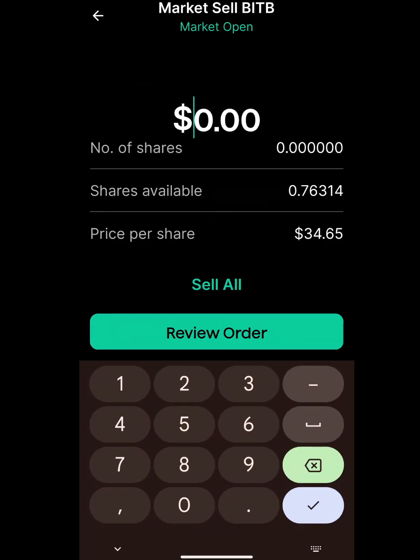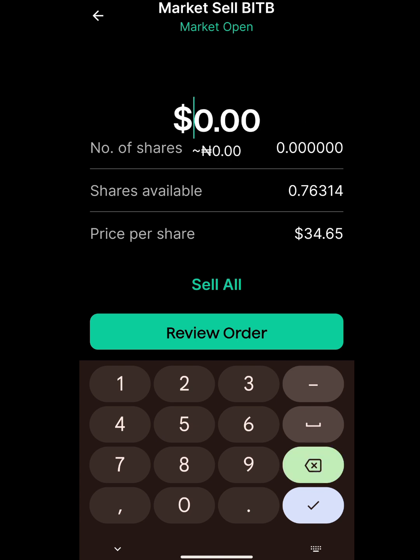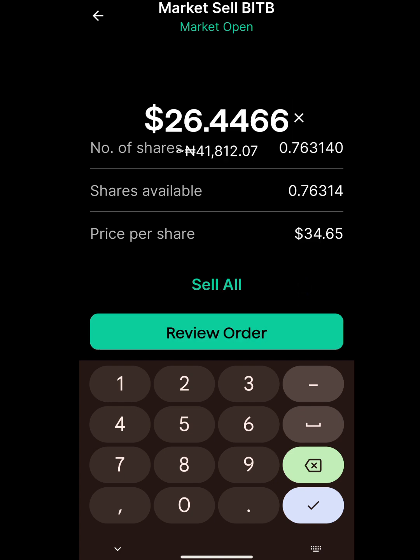I'll click on sell all. If I want to sell some, maybe I want to just sell $10, small $10. Maybe I need $10 like tomorrow, so I want to sell just $10. I'll do that by selecting $10, then review and sell. If I want to sell all, I'll just click on sell all.